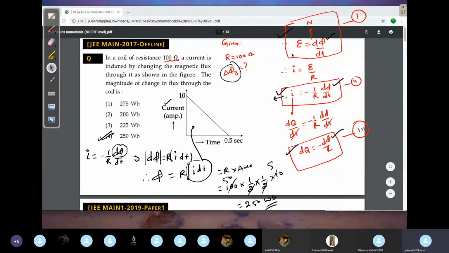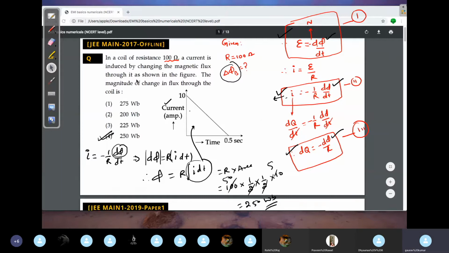And what is the current value in that same loop? If I ask you what is the current induced, you will write I equals E by R. So you can write from it. But what is I? dq by dt. dt you can cancel. So the charge that has flown through the loop is given by this formula.